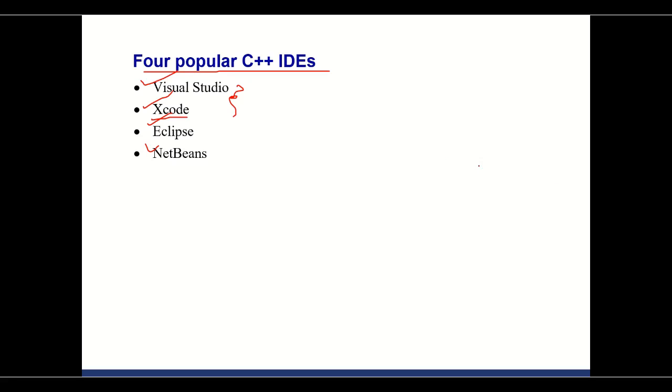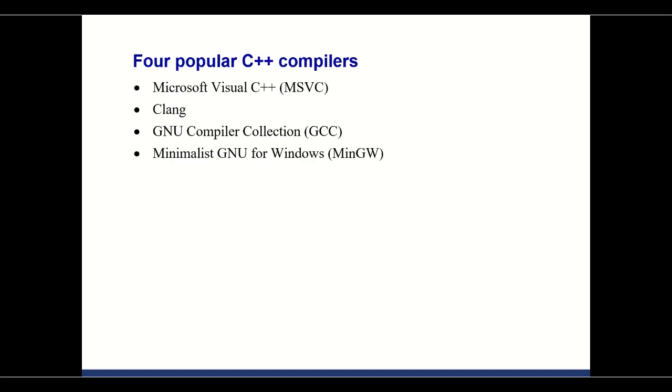So what are the popular C++ compilers? For Microsoft Windows, you have Visual C++, which is a compiler. Then you have Clang, which is often used on Macs. There is the GNU Compiler Collection, used in Unix-like systems and also in Linux systems. Note that Linux is not Unix. There is Minimalist GNU for Windows, MinGW, a native Windows version of the GCC compiler.